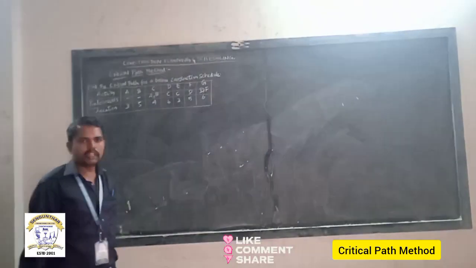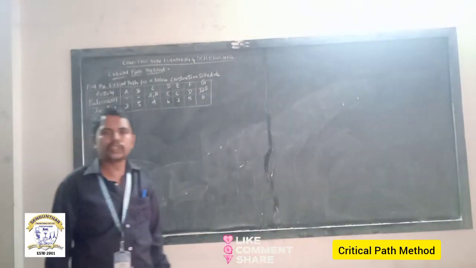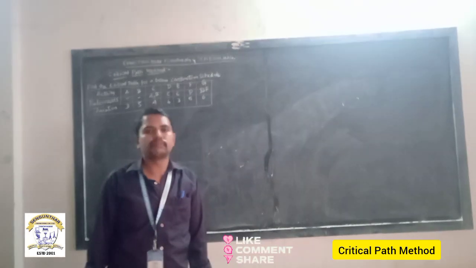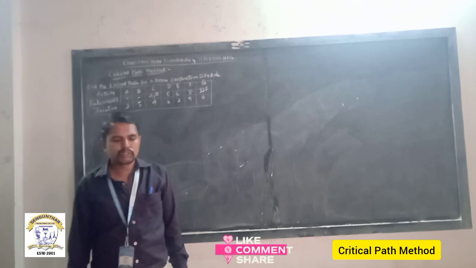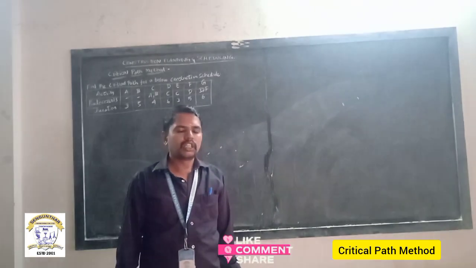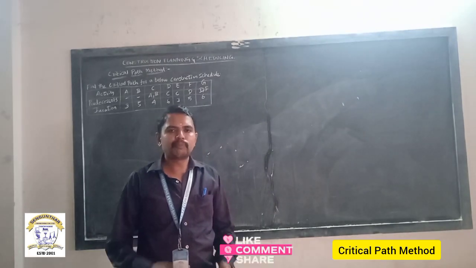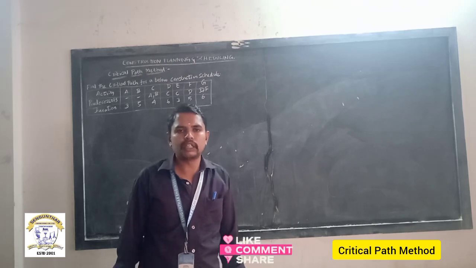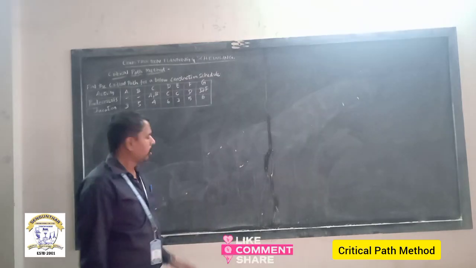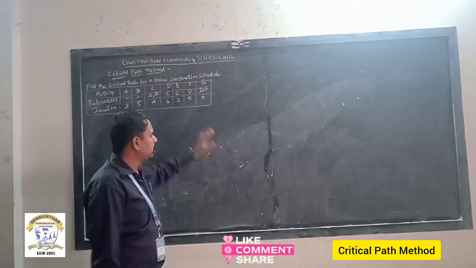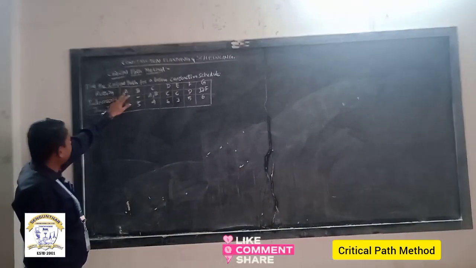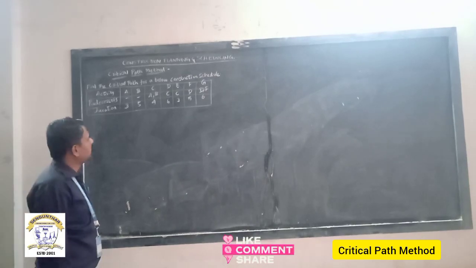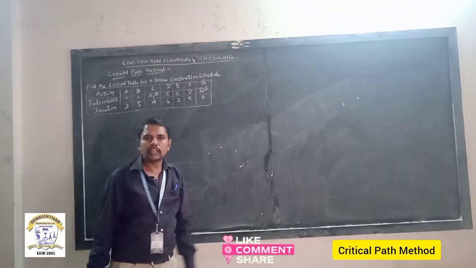From this schedule only, as the first step, we are going to draw a network diagram. The network diagram is very important. There are some thumb rules for drawing a network diagram. Based on the thumb rules, I worked out the network diagram for this particular problem. In this problem, activity A is the starting activity, and activity G is the ending activity.